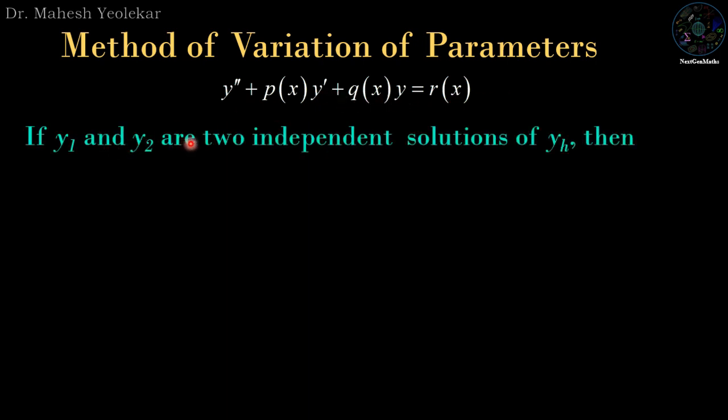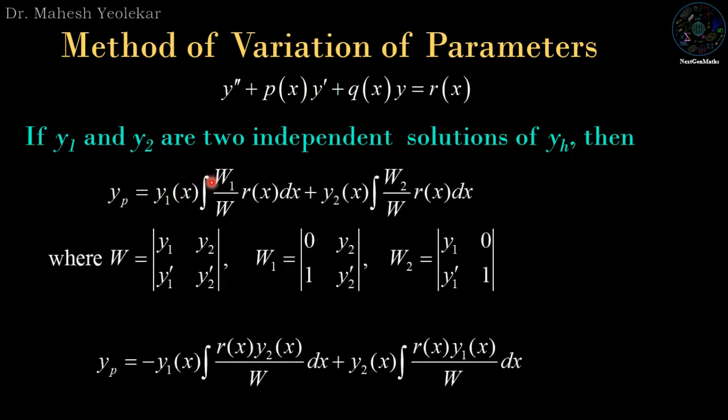If y1 and y2 are two independent solutions of yh, then yp equals y1 times the integral of W1 divided by W times r(x) dx, plus y2 times the integral of W2 divided by W times r(x) dx. Here W is the Wronskian of y1 and y2, equal to the determinant with rows y1, y2 and y1 dash, y2 dash. W1 can be generated from W by replacing the first column of W by 0, 1. So it is the determinant with rows 0, 1 and y2, y2 dash. And W2 is generated from W by replacing the second column of the Wronskian by 0, 1. So it is the determinant with rows y1, y1 dash and 0, 1.